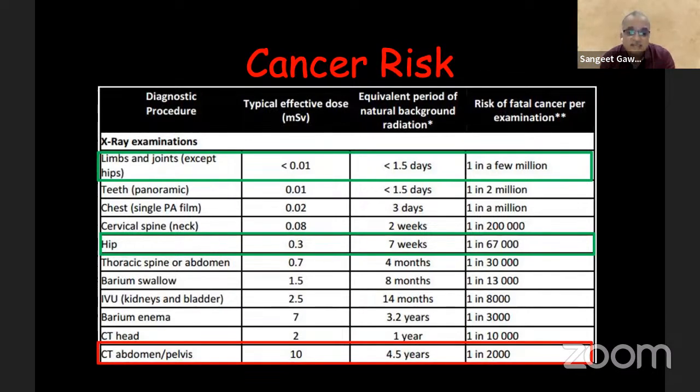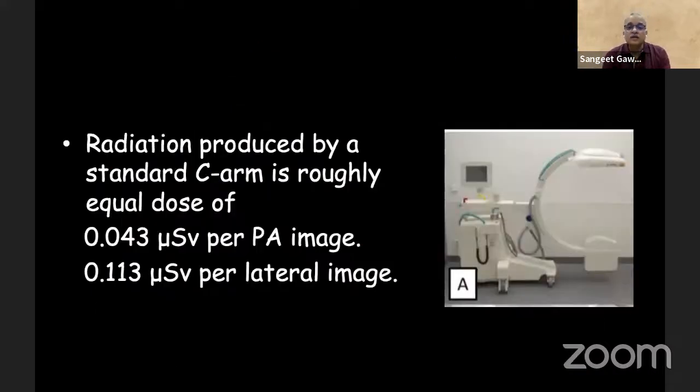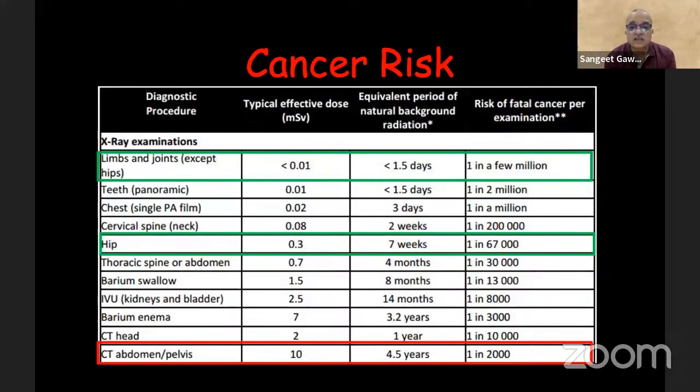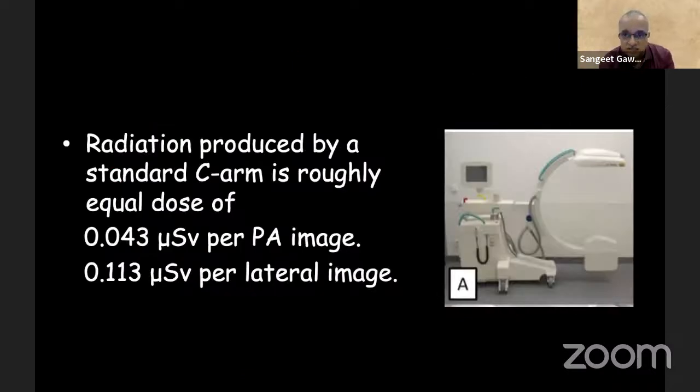When you are doing a CT scan of the abdomen and pelvis, the effective dose is 10 millisievert. That is, in that half an hour of CT abdomen or pelvis, you are receiving radiation which you would naturally receive in about 4.5 years. And the risk of fatal cancer is 1 in 2,000. So my friend, repeated CT scan is not good. Now we come back to the radiation. That is the natural cancer risk that you would receive when taking an X-ray.